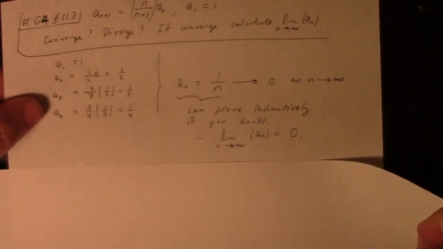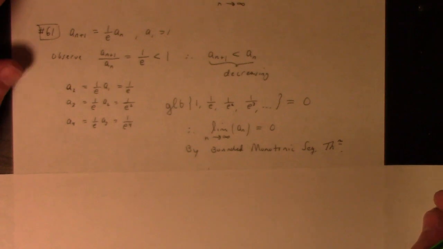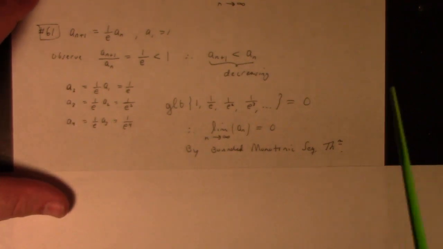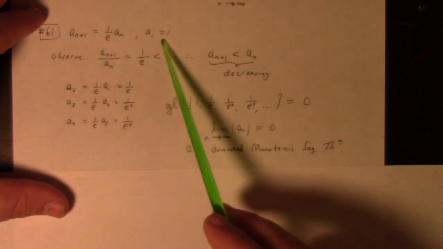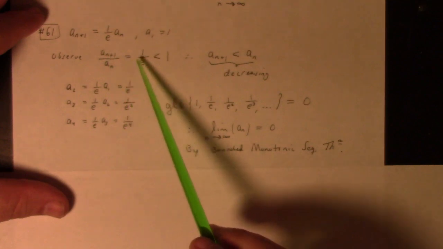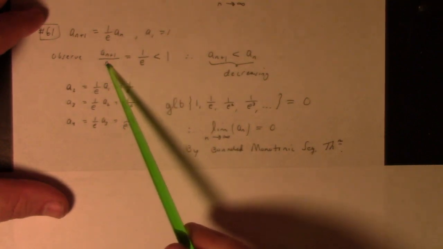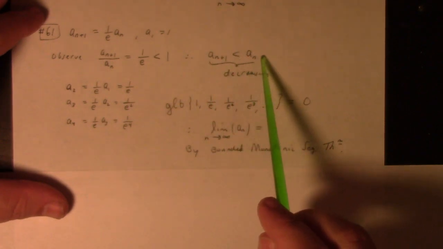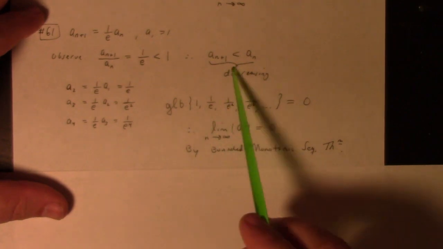So there's a kind of, I wouldn't say disappointing, but not that hard of an example. Here's another one, 61. a_{n+1} is 1 over e times a_n, and we're given that a_1 is 1. So I decided to divide a_{n+1} by a_n. That gave me 1 over e, which is less than 1, right? So that shows me that a_{n+1} is less than a_n, which is to say that the sequence is decreasing, right? It's getting smaller as we go on.